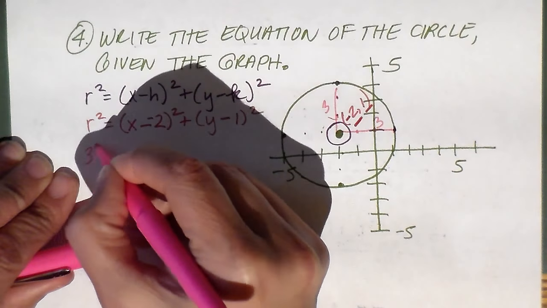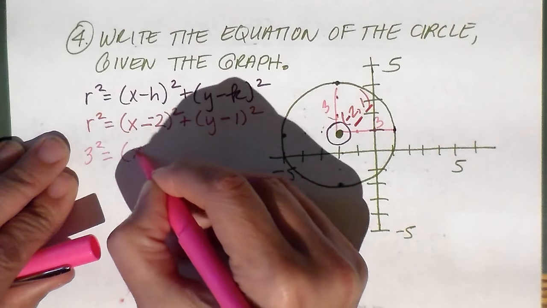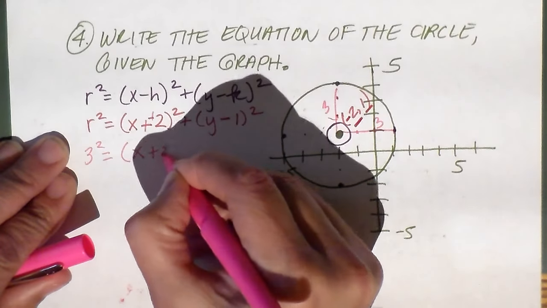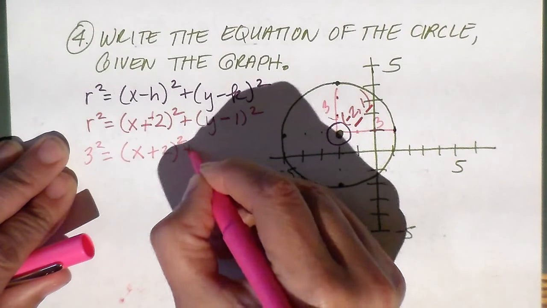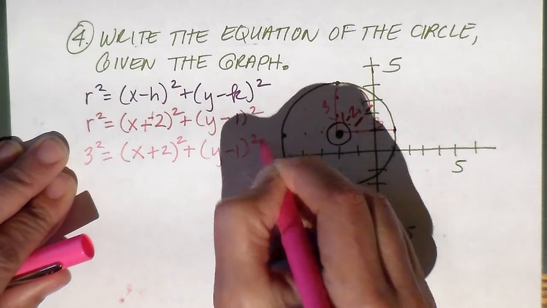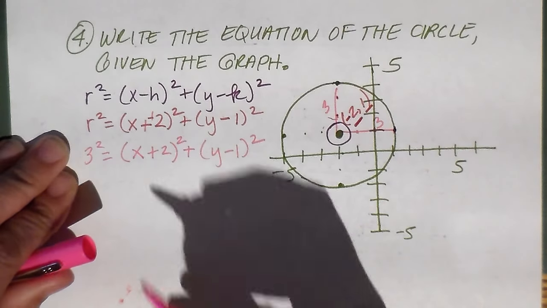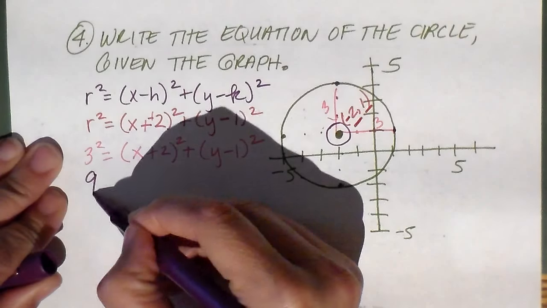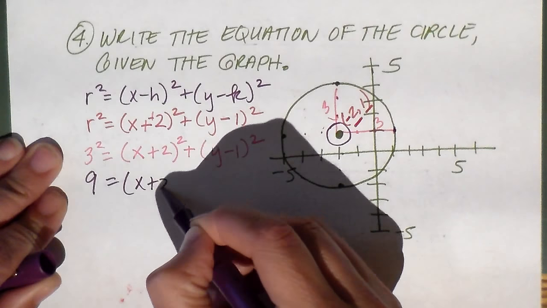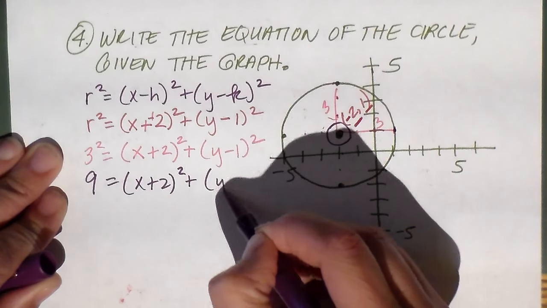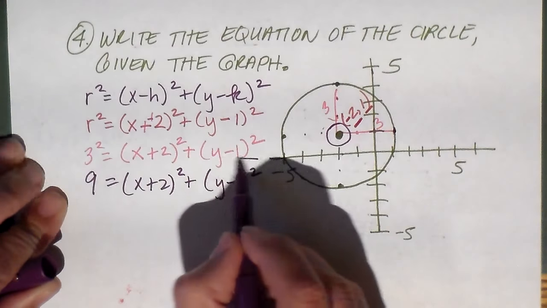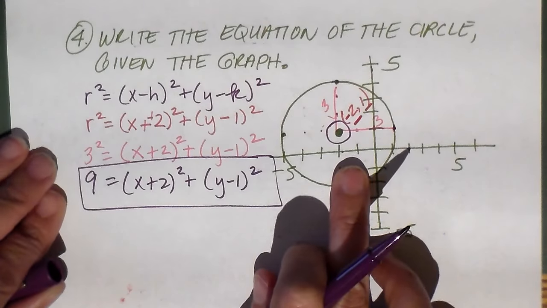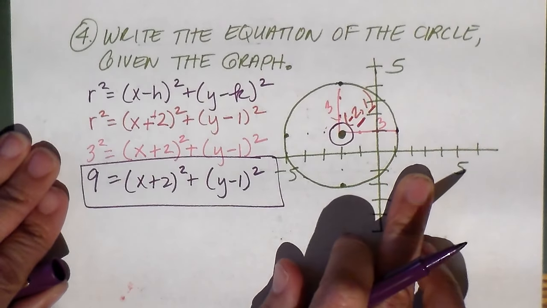So instead of r squared, I'm going to have 3 squared equals x. And then what does minus a negative change to? Plus a positive. x plus 2 squared plus y minus 1 squared. And if I want to completely write this out, I can square that 3. And that's 9 equals x plus 2 squared plus y minus 1 squared. And that is the equation of the circle from the graph. You find the center, and then you count to find the radius.